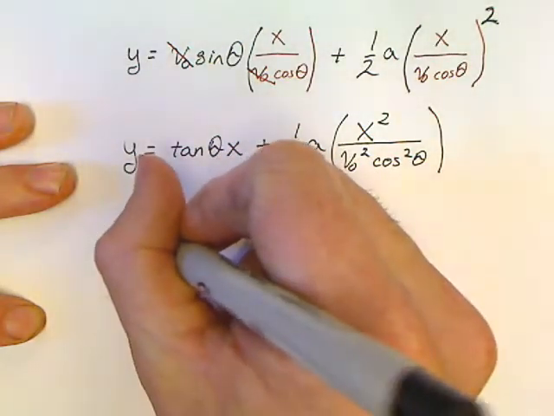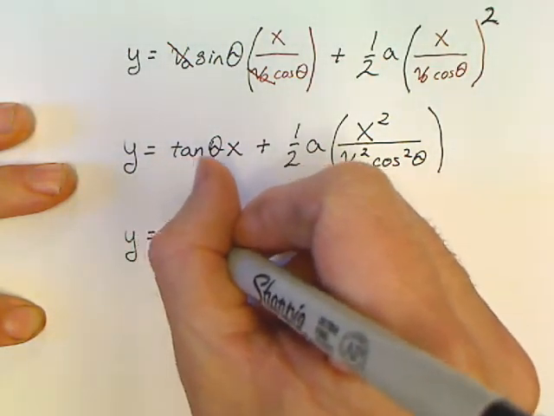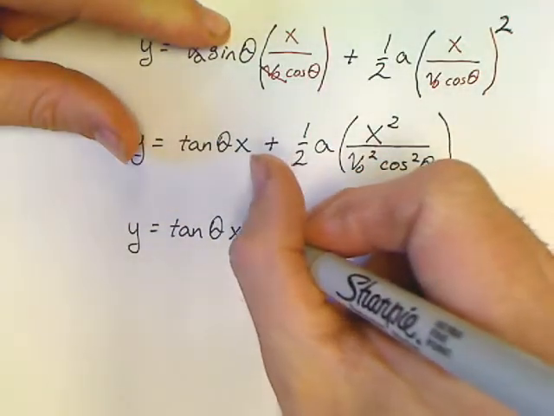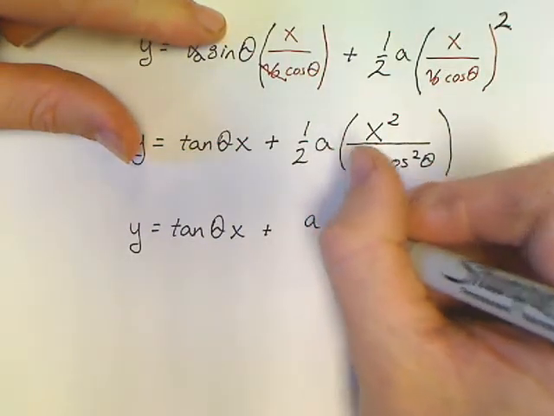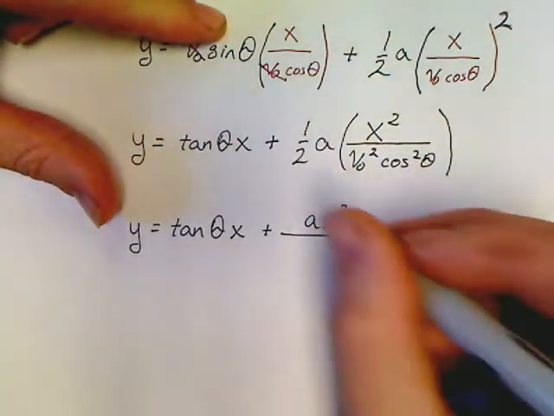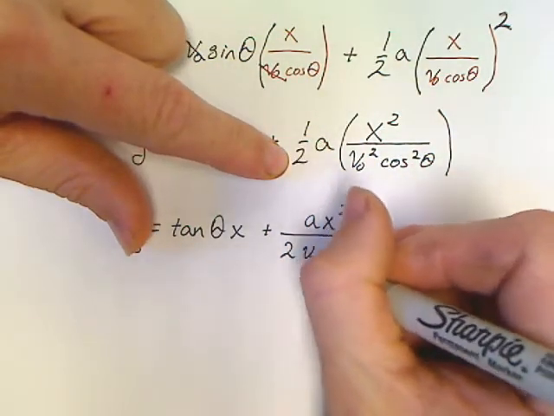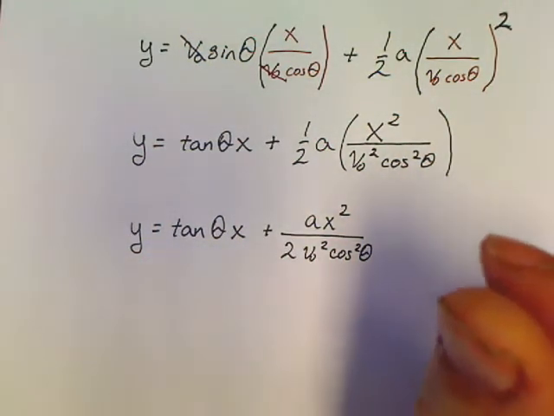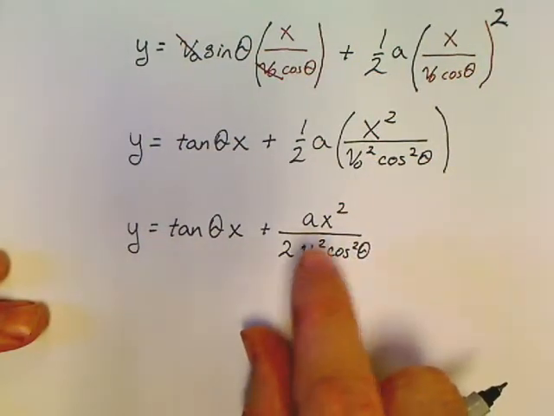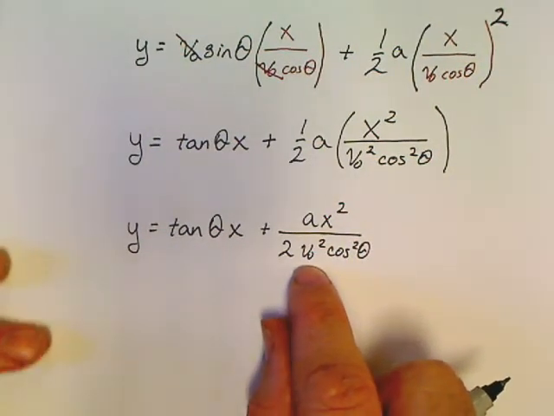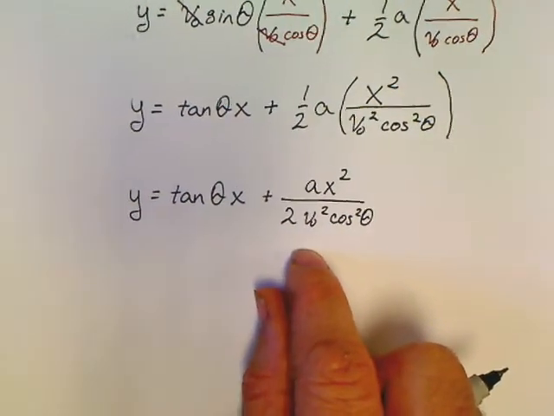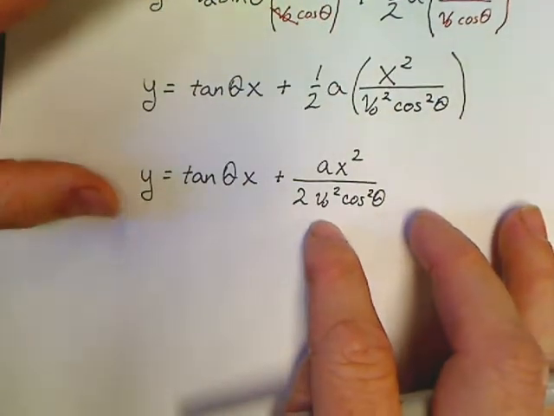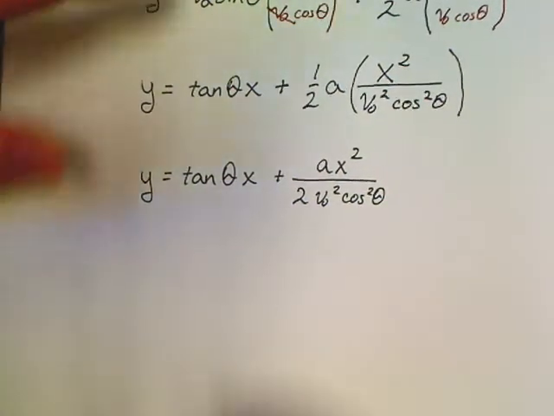I'm going to clean that up. y equals tangent theta x, and this becomes ax squared. I want this to be a little more streamlined. This would be ax squared over 2 V0 squared cosine squared theta. Now, this thing is done. We could try and formally solve it for V0. Now, that would be rather cumbersome. Or we could plug in numbers right now. I have no idea which way I would pursue this. If I would do more algebra, if I would solve it for numbers.